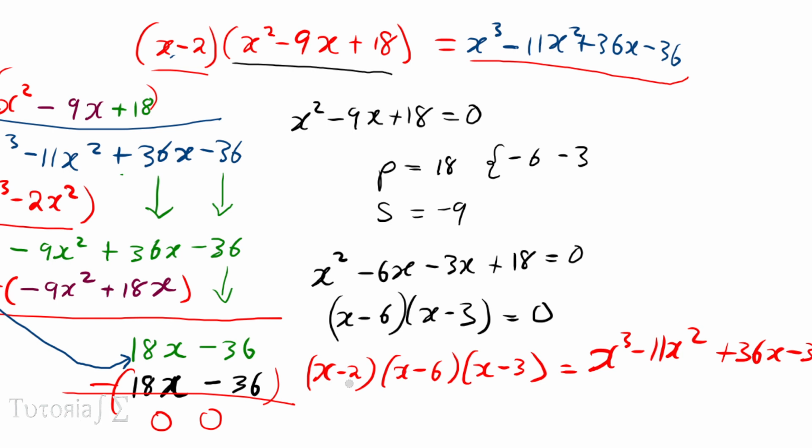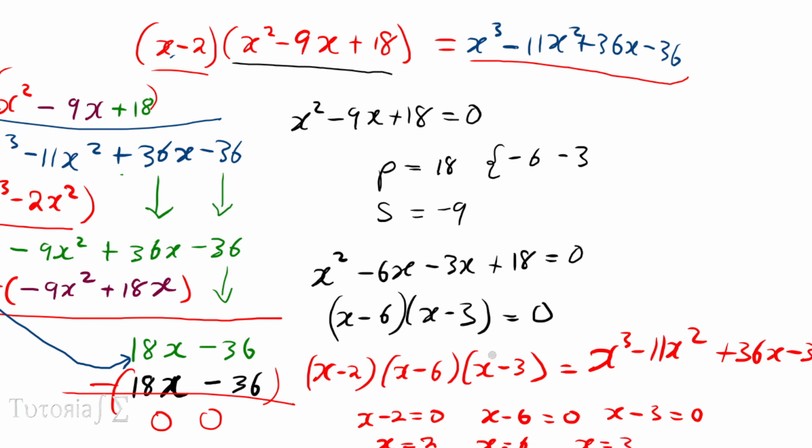So meaning that here we just equate these to zero, and these are our factors. x minus 2 equals 0, x minus 6 equals 0, and x minus 3 equals 0. We make x the subject, so x is equal to 2, x is equal to 6, and x is equal to 3.